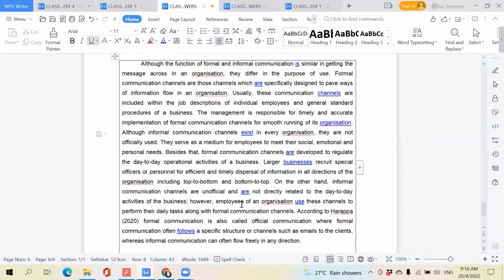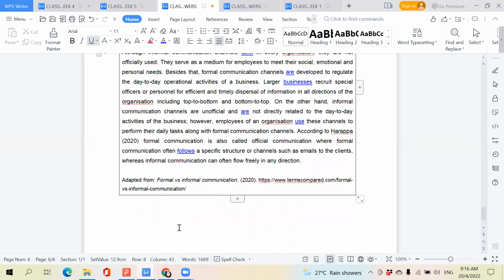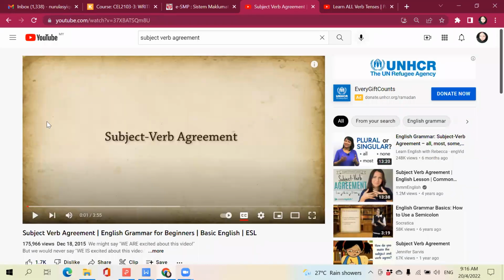Employees. This is the subject. Okay, use. And then also called where formal communication often follows a specific structure or channel, such as email to the client, whereas informal communication can often flow freely in any direction. So follows. All right. Okay, so I'm going to show you this video on subject-verb agreement.